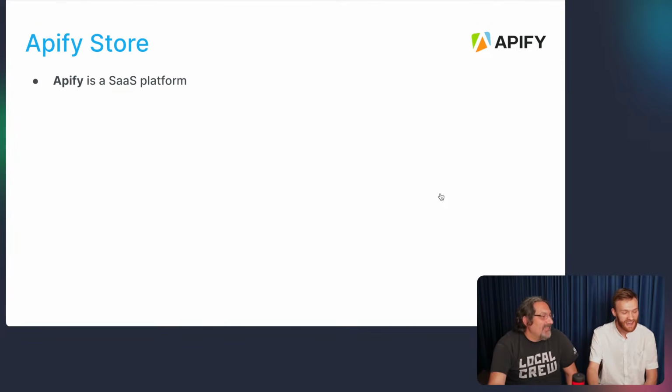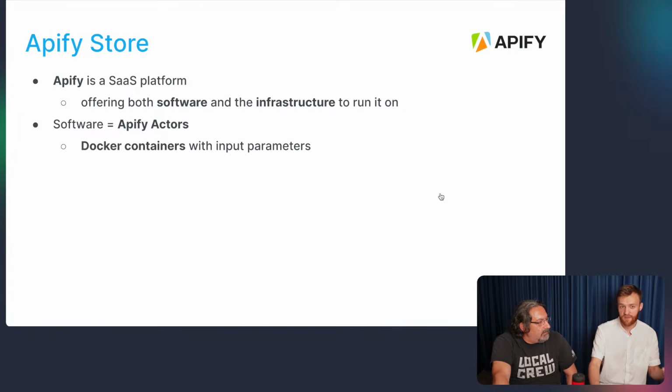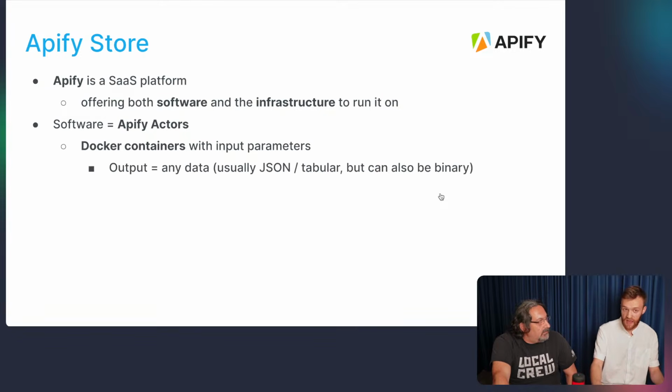All right. We've seen that a lot of our viewers are coming not from our platform, but from organic search. So in case you don't know, Apify Store, Apify is a software as a service platform, and we offer both the software and the infrastructure you can run it on. The software on our platform is called Apify Actors, and an actor is basically a Docker container with some input parameters. And the output of these Docker containers can be anything.